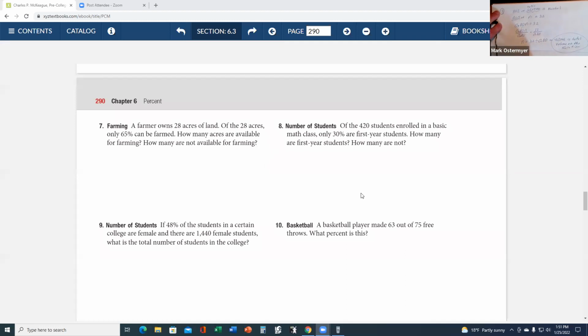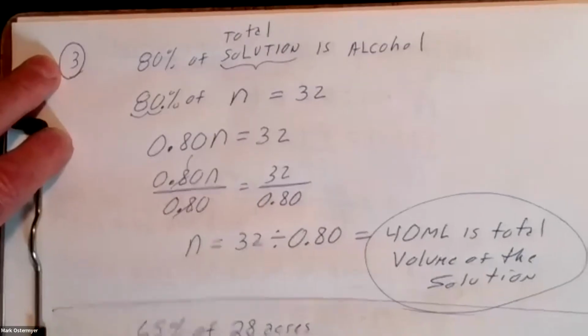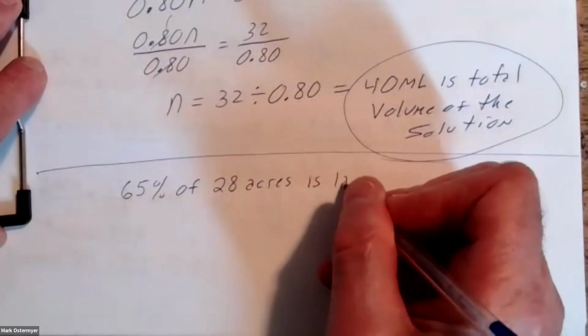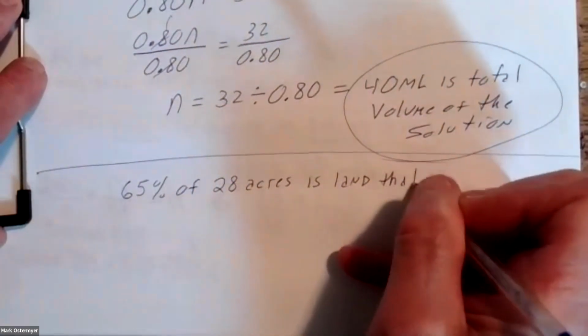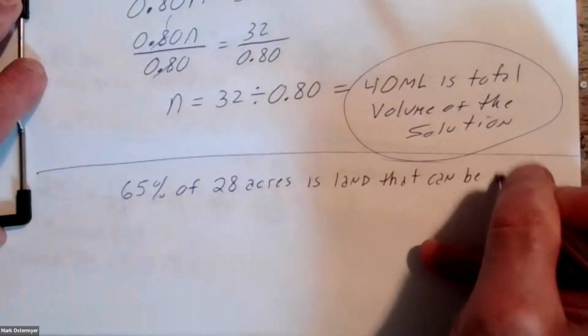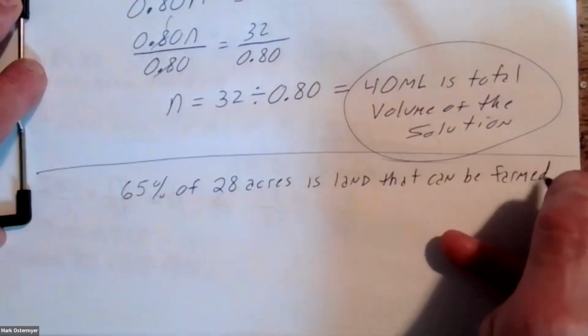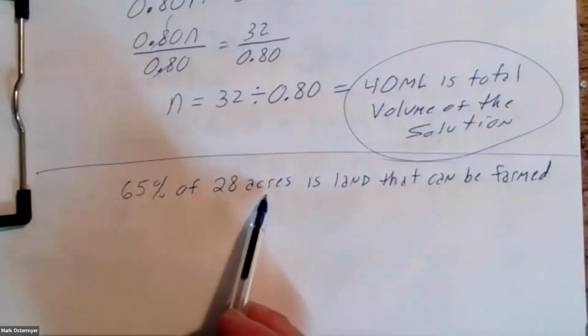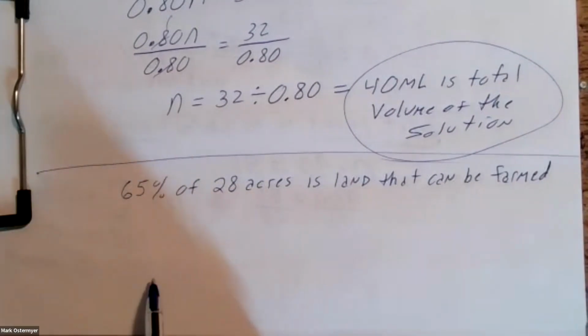Well, the number of acres available for farming is going to be 65% of what? 28 acres, right? So that's what we really need to find out here. 65% of 28 acres is land that can be farmed. Apparently, some of this land is no good where you cannot farm it. Maybe it's like a swamp or something, or a low area, correct? So how many of the 28 acres can be farmed? Well, 65% of the 28 acres.